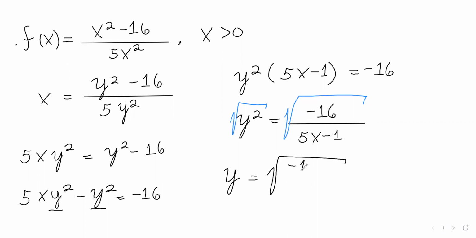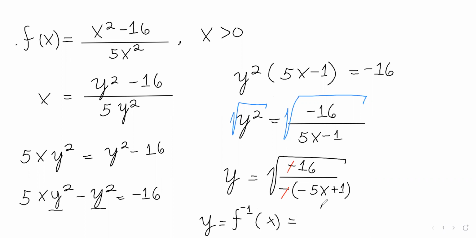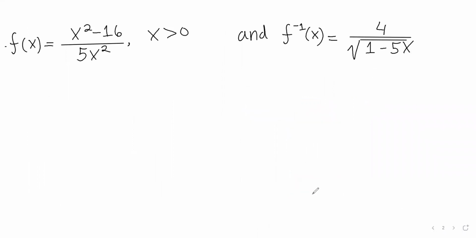So I'm going to factor negative 1 out of the denominator. So negative, and then change the signs. Negative 5x plus 1. This allows the negatives to cancel, leaving us with y, which is the inverse function, is 4, the square root of 16, all divided by radical 1 minus 5x. It got a little messy at the bottom. So that's the method in finding the inverse. Next, you could find the domain and the range of each. So I just want to briefly show that.